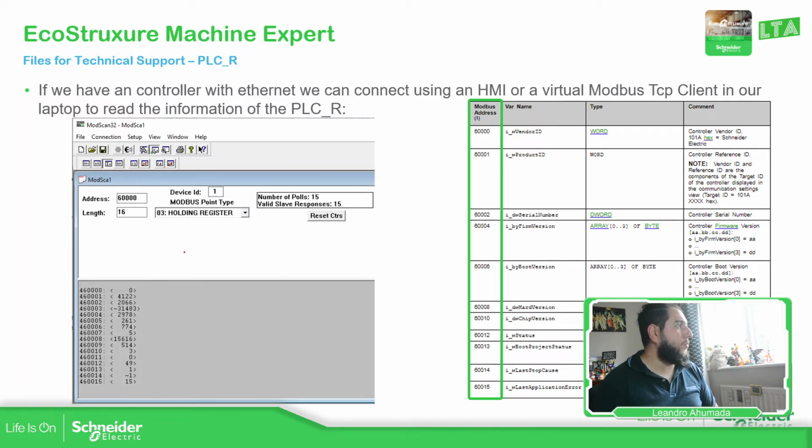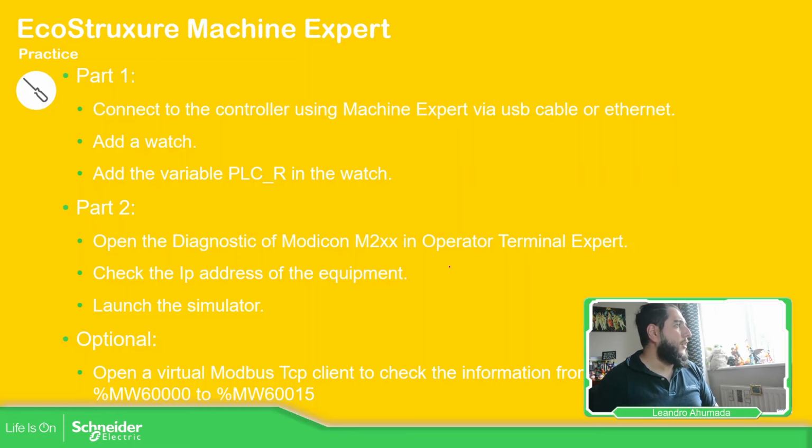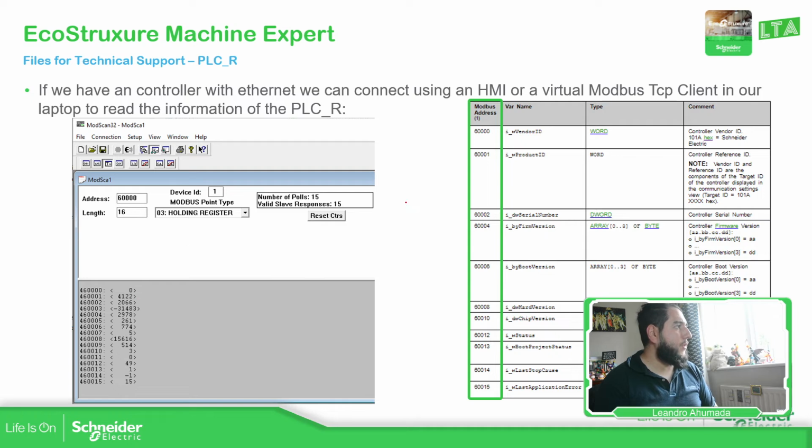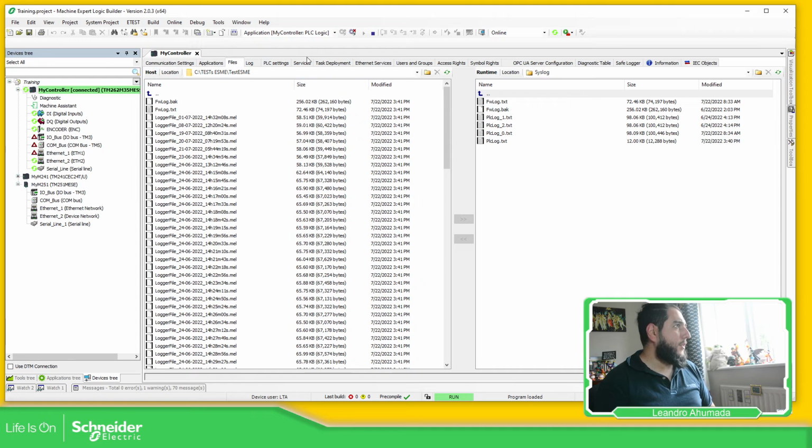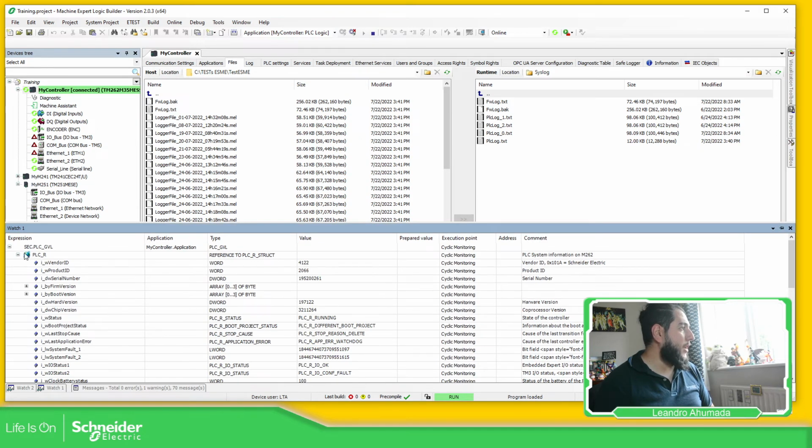Another thing, you can use Modscan or another TCP client, and I need to check that information. Okay, I already showed you this part very quickly. To register, and I'm going to do this part, but basically you just need to use any other software and point to this address. Okay, and then here you have the watch to see the PLC_R, but I already showed you that in the previous videos. But well, we are online.